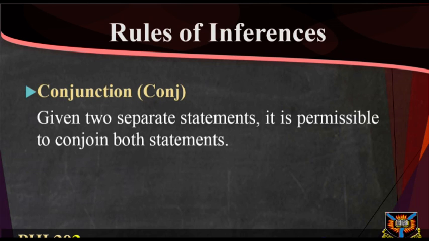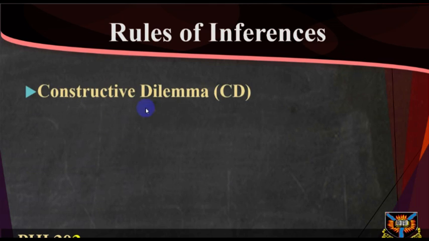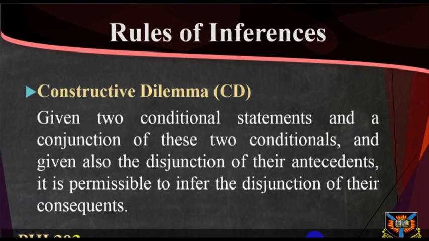Number 8. Constructive dilemma, CD. If P then Q, and if R then S. P or R, therefore Q or S. Given two conditional statements and a conjunction of these two conditionals, and given also the disjunction of their antecedents, it is permissible to infer the disjunction of their consequents.